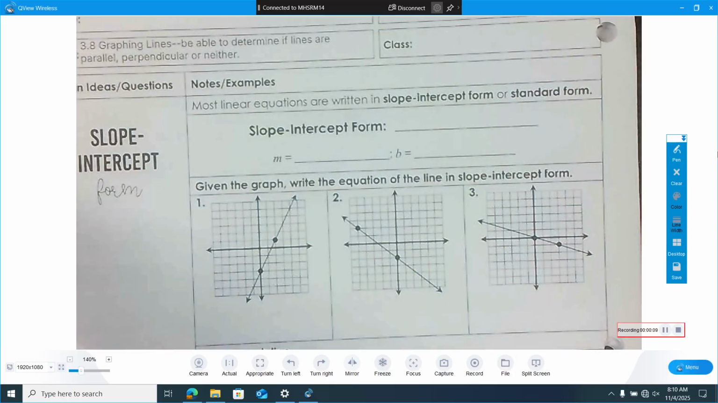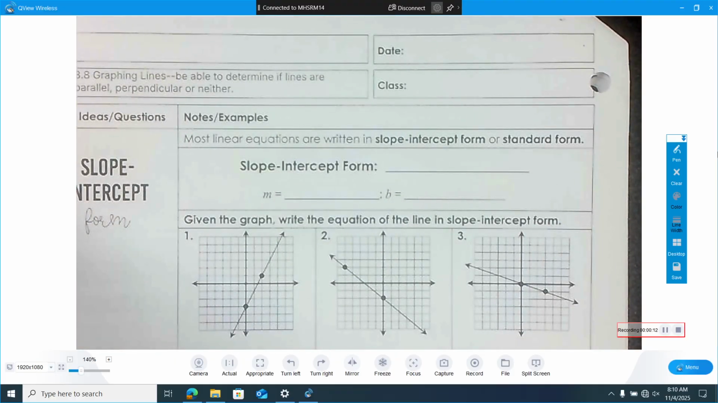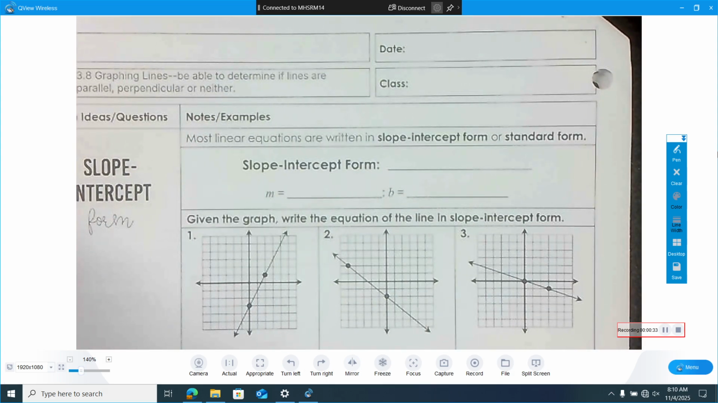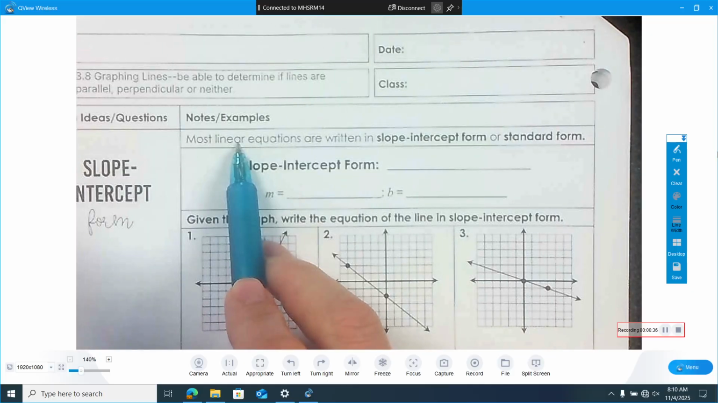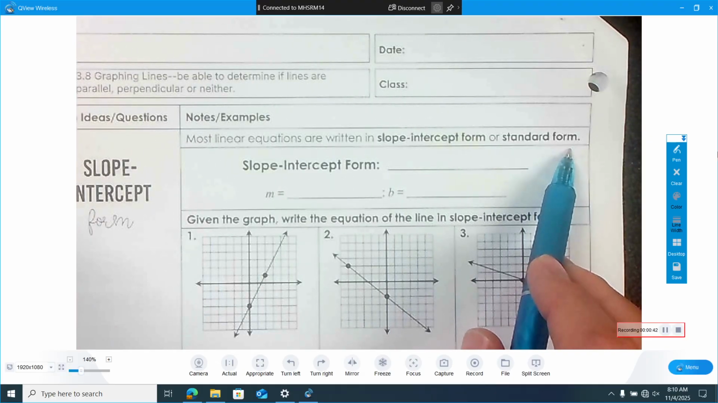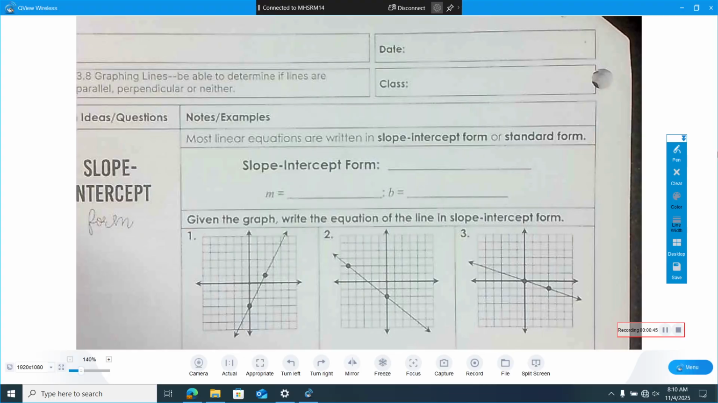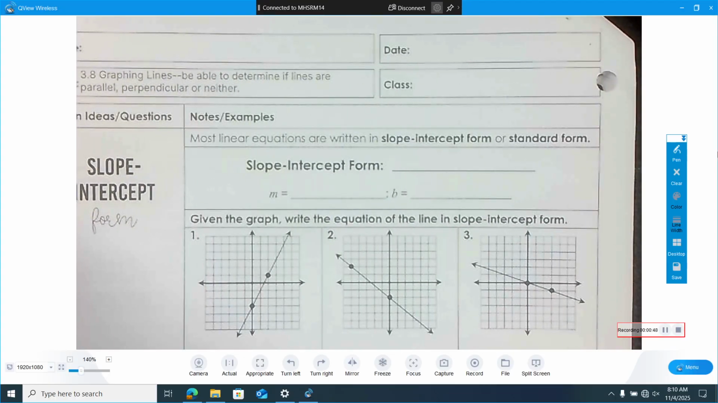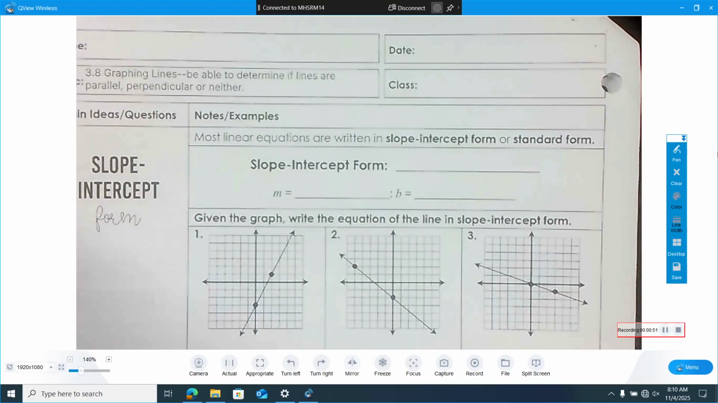Okay. Welcome. Today we are looking at lesson 3.8, which is graphing lines. Hey, we're going back to algebra. All right. Graphing lines. So we want to be able to determine if lines are parallel, perpendicular, or neither. At the end today, we are basically just graphing lines. I'm curious why I have that as that. Anyway, oh well. So we want to be able to graph lines in slope-intercept form or standard form, which you should know how to do already. Today ought to be a big review for you. But if you don't, then today is a great reintroduction to graphing lines, okay?